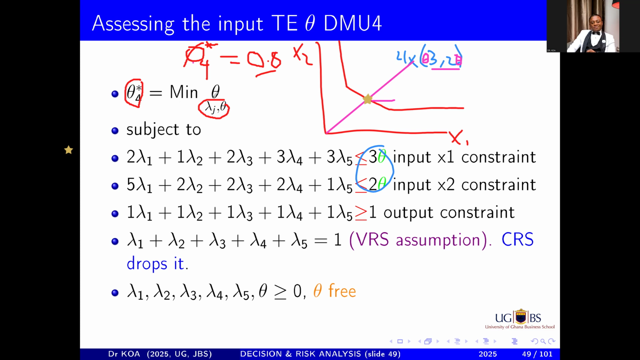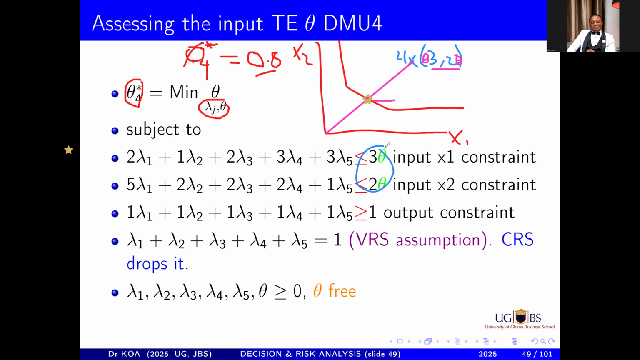Now, why are we minimizing theta? Well, as it stands now, if theta is minimized, then you can bring the input down. If theta was 1, the input wouldn't be where it is, because theta is 1 at this point here. Okay. Yeah. So theta is going to help us to minimize these inputs.